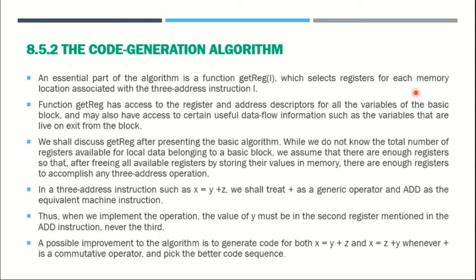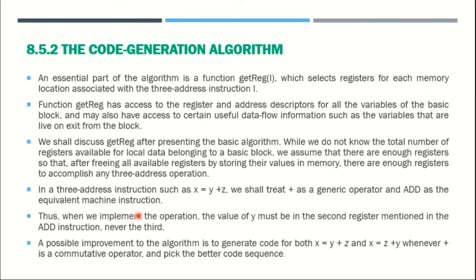So while we are using the get register function, in case we don't know how many registers are required to allocate for that particular instruction, we still assume there are enough registers available to store it. Then we can allocate registers for that particular instruction.